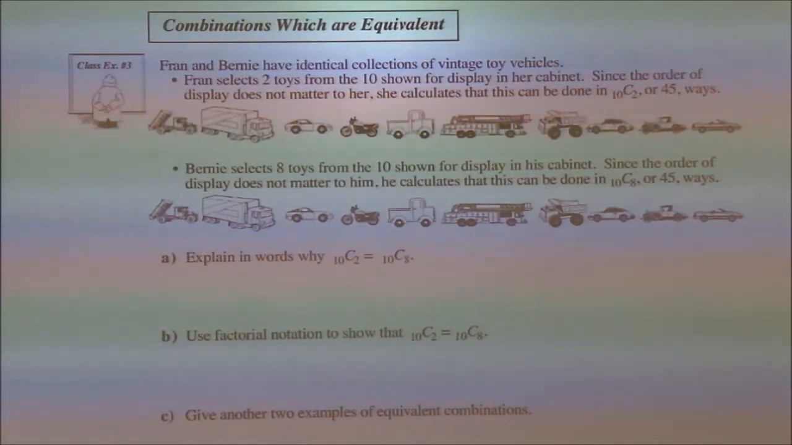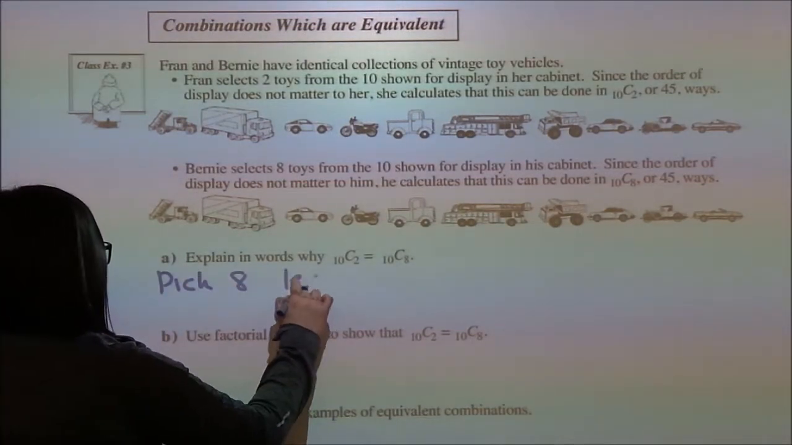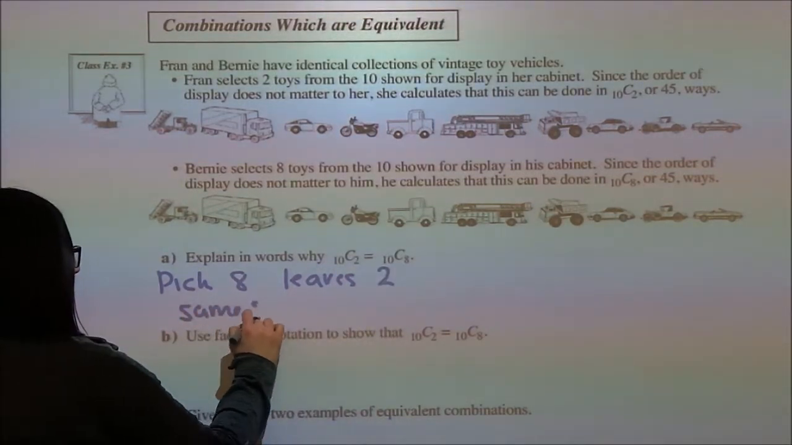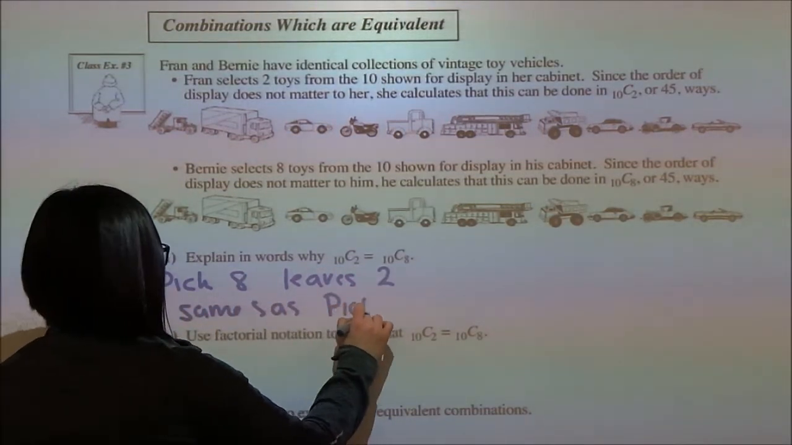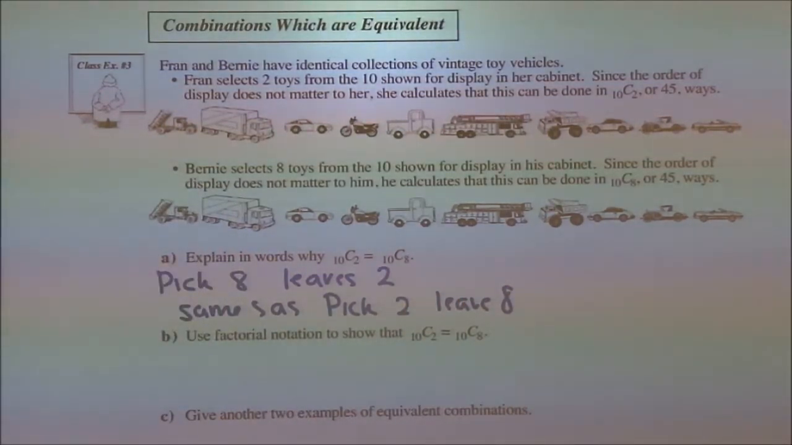Well, if you think about it, if you pick 8 to take, you're picking 2 to not take. And if you pick 2 to take, you're picking 8 to not take. Exactly, backwards. So if you pick 8, it leaves 2, which is the same as picking 2 and leaving 8. Good.